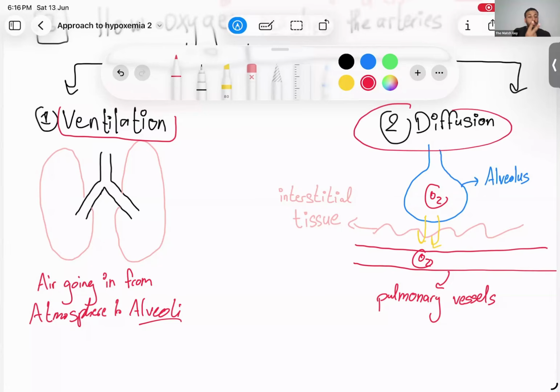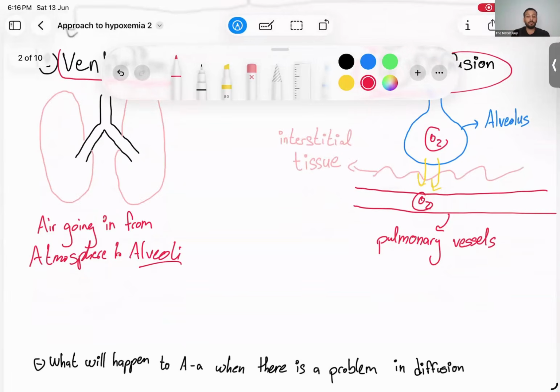So the two processes that I want you guys to memorize by heart, in order for the oxygen to go from the atmospheric air to the arteries, are the first step, ventilation, air going in from the atmosphere to the alveoli, and the second step, diffusion, the transfer of oxygen from the alveoli to the pulmonary vessels. And why is this important? Because this is going to make up the differential diagnoses when we talk about hypoxemia.